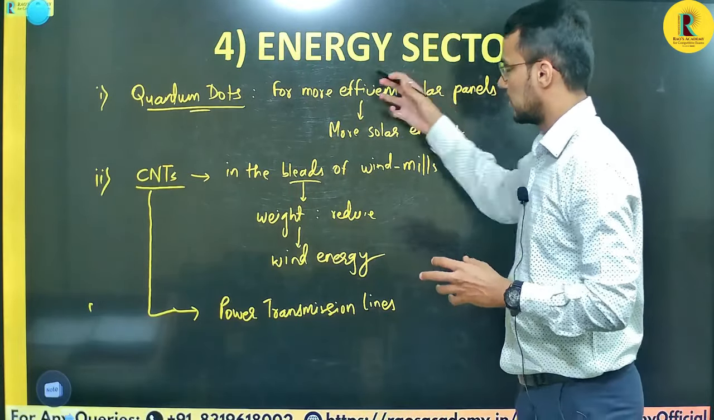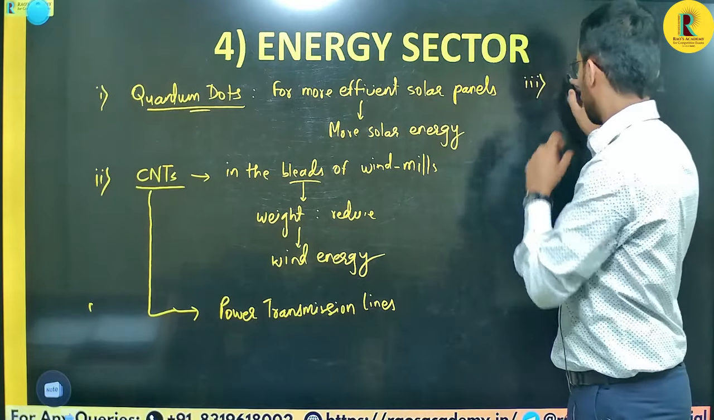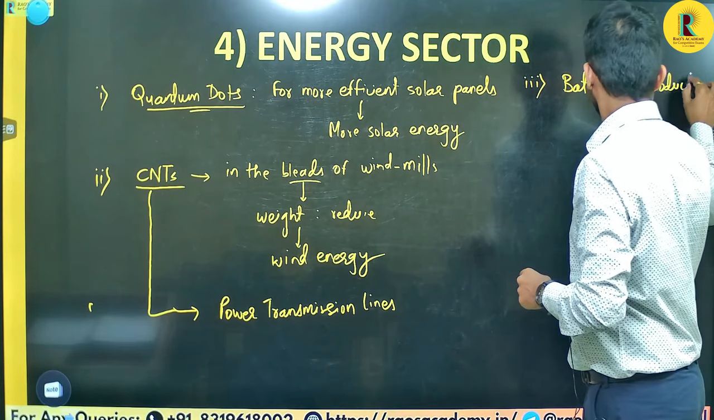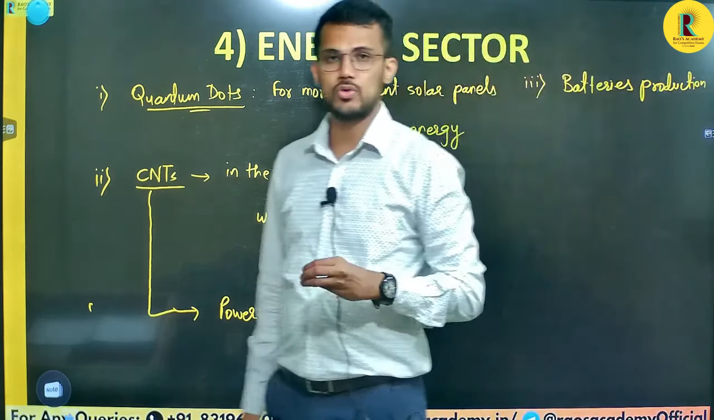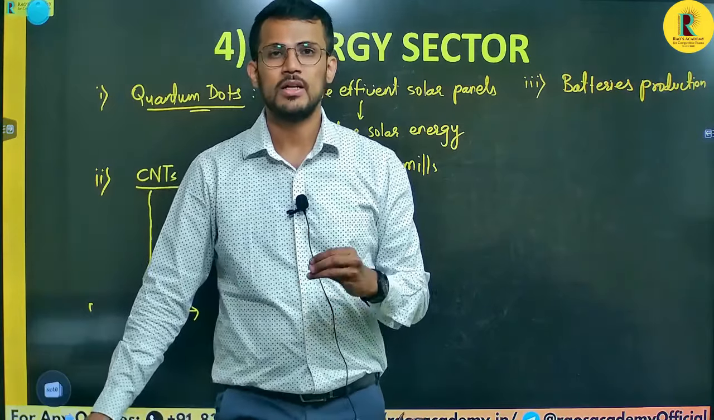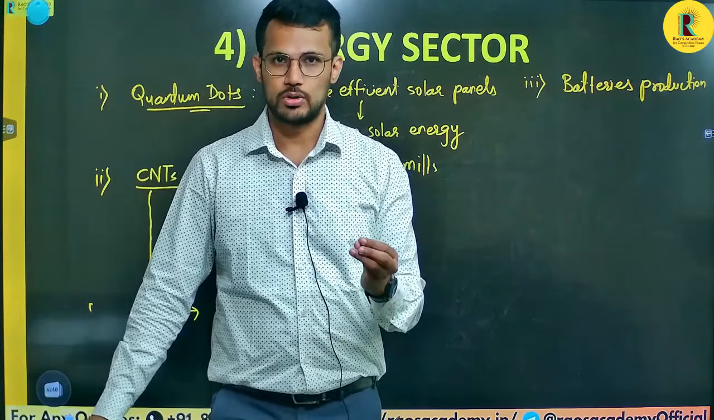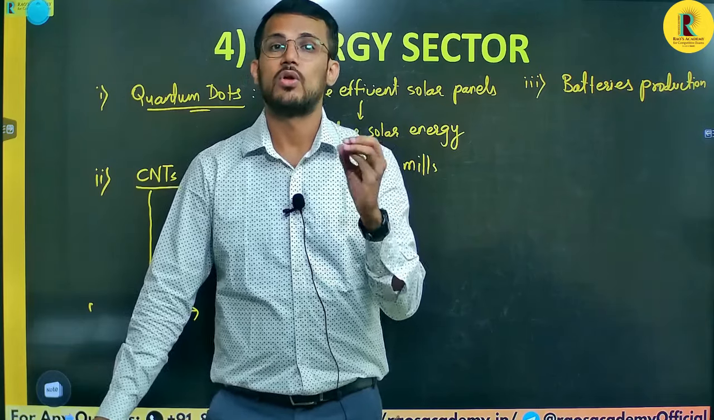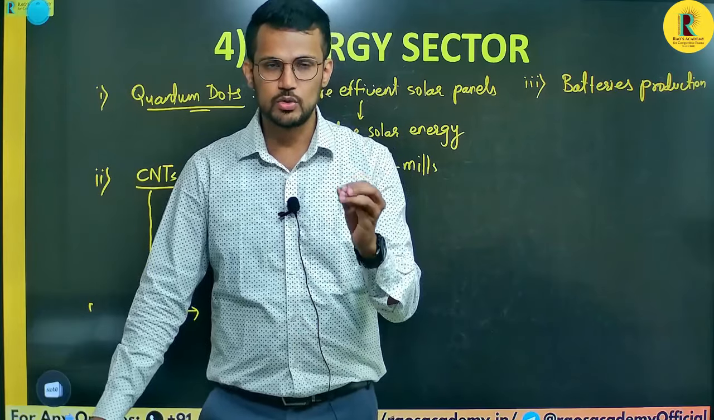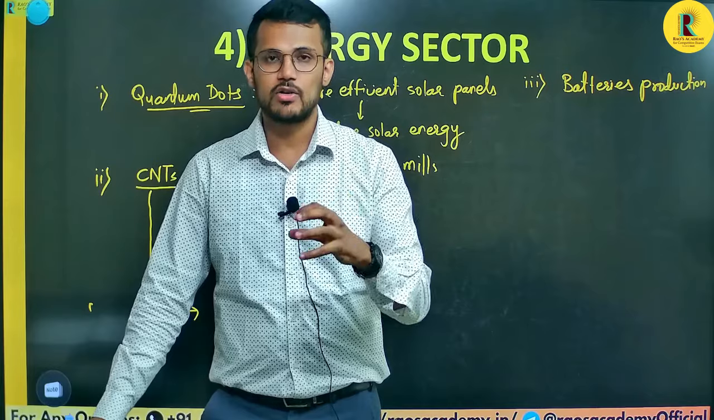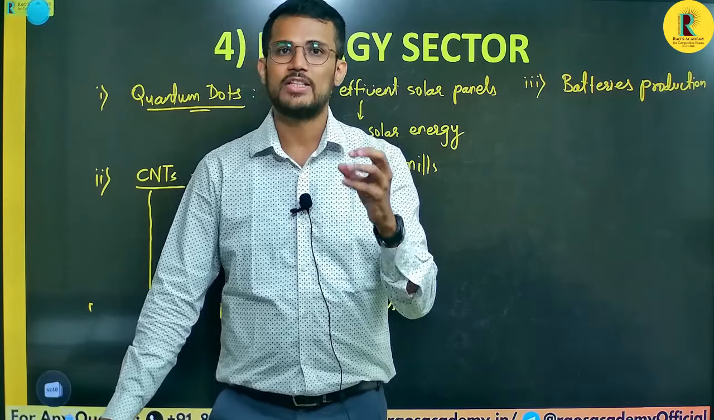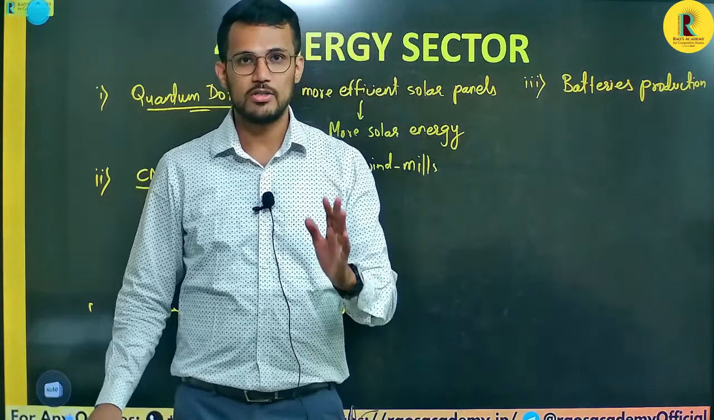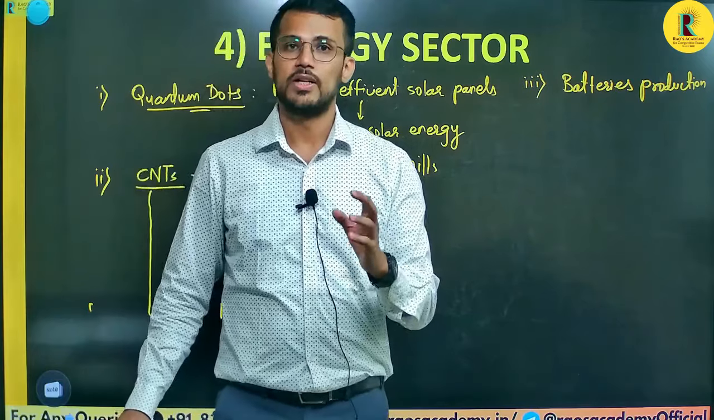And then, another use of nanotechnology is in the production of batteries. For example, there are some organizations like General Motors that are trying to replace the liquid electrolyte present in batteries with a solid electrolyte. Liquid electrolyte is being used in our batteries these days. But that liquid electrolyte gets overheated and it may lead to catching fire. You must have come across a number of instances where electric vehicles are catching fire. That is because of overheating of the liquid electrolyte.